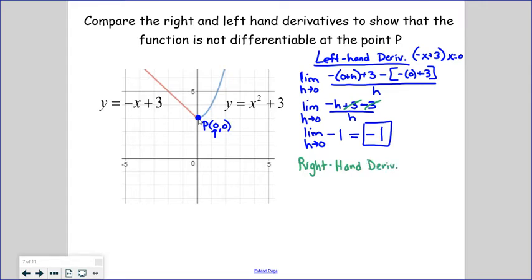And again, to do the right-hand derivative at point P, I use the piece of graph that is just right of that. So I would use, in this case, x squared plus 3. And again, we are doing this at x equals 0 because that is the x value of point P. Set up my formal definition here. So first time through, I'm going to plug in 0 plus h. Second time through, plug in just 0.